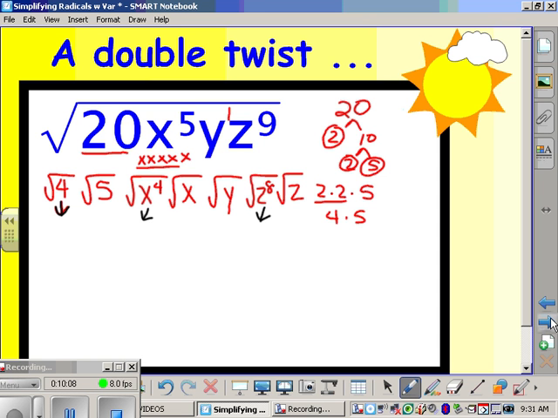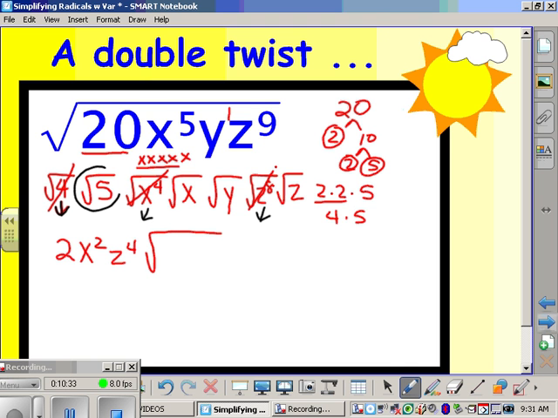So let's simplify those first, because those will go on the outside of the radical. The square root of 4 is 2. We'll cross that out because that's complete. The square root of x to the 4th, if we divide the exponent by 2, is x squared. And the square root of z to the 8th, if we divide that by 2, is z to the 4th. So that is what goes on the outside of the radical.